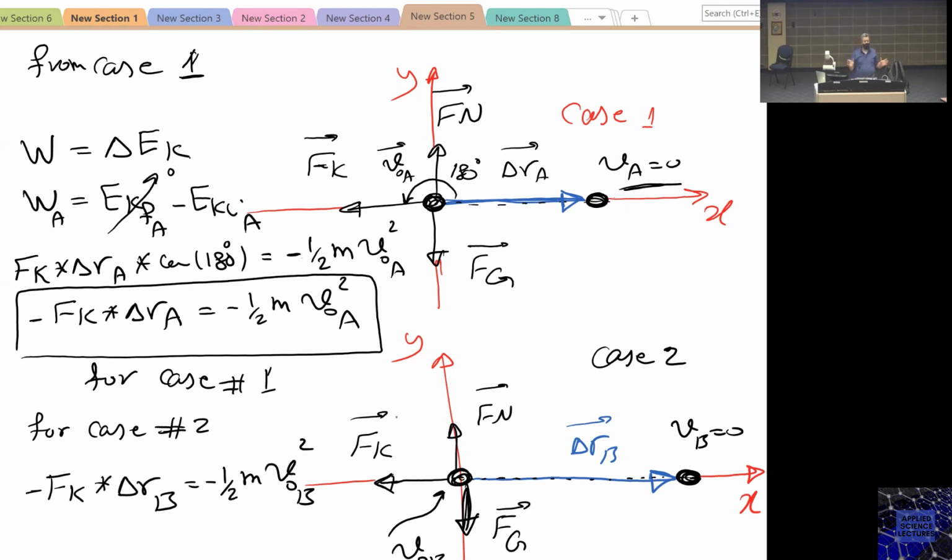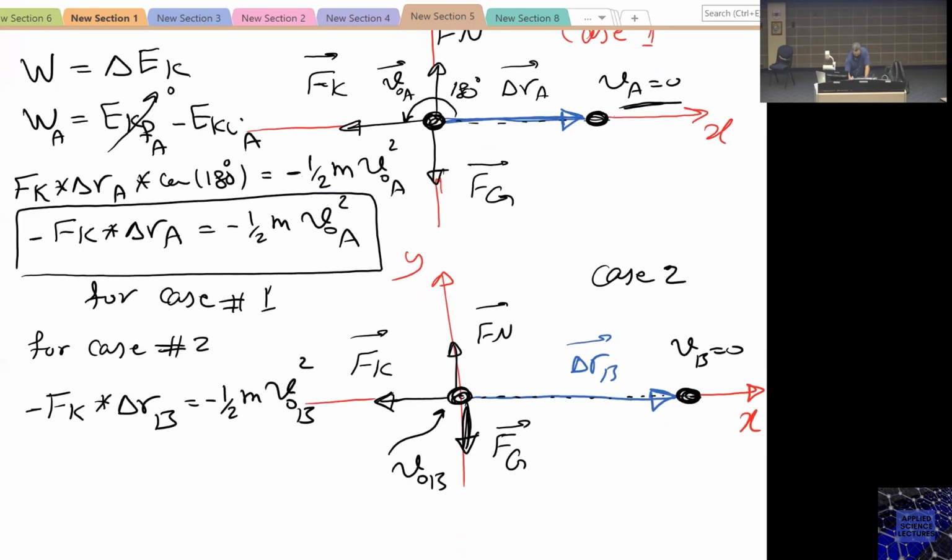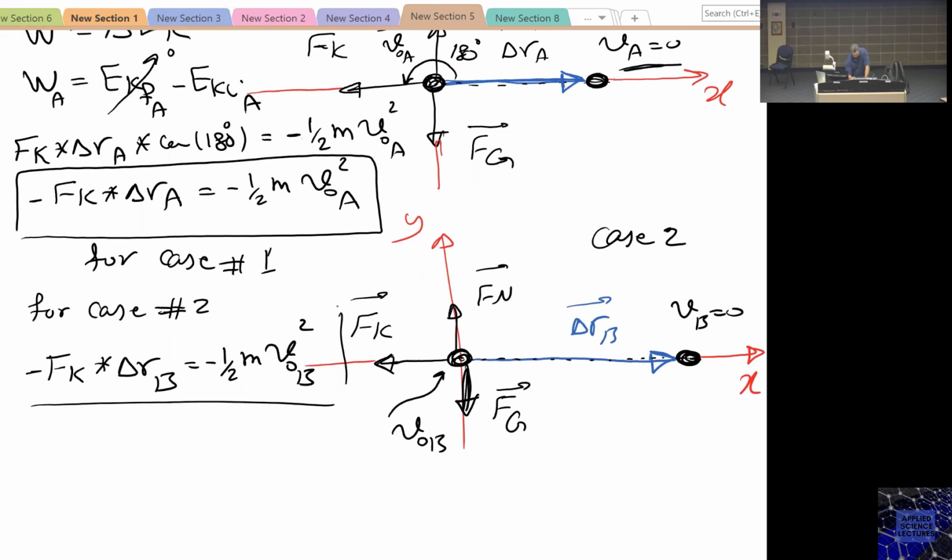Same thing, except applying the work energy theorem. I have displacement here for A, I have displacement here for B, I have initial speed for A squared, I have initial speed for B squared. Both of them have the kinetic energy at the final destination equal to 0 because they're coming to a stop, right? Now, if you divide this equation, let me call this one equation 1 and this one equation 2. If you divide 1 by 2, what do you get?